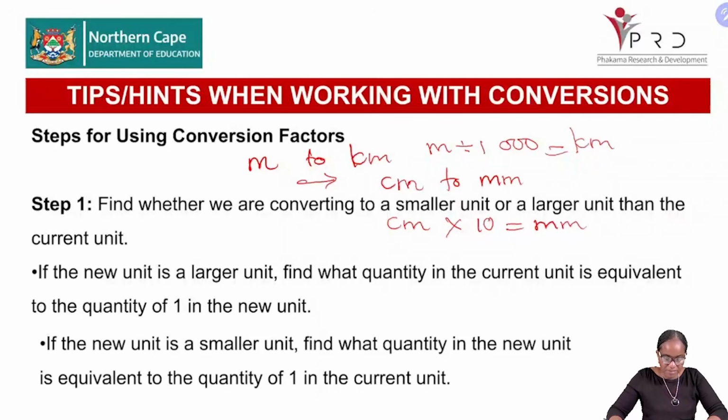Let's move to the next step. If the new unit is a smaller unit, find what quantity the new unit is equivalent to in one of the current unit. You want to find out: you are changing from kilometers to meters, how many meters are there in a kilometer? You are changing from kilograms to grams, how many grams are there in 1 kilogram? So you have to know how much of the other quantity there is in the current quantity that you're looking for.